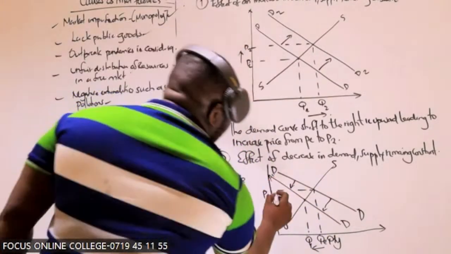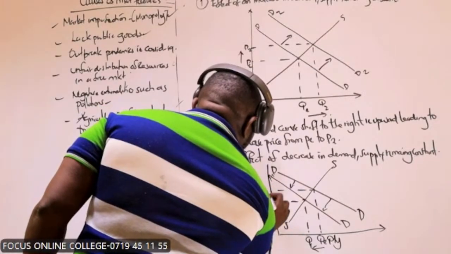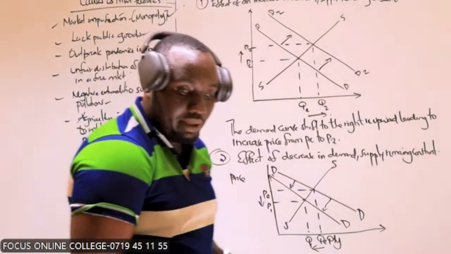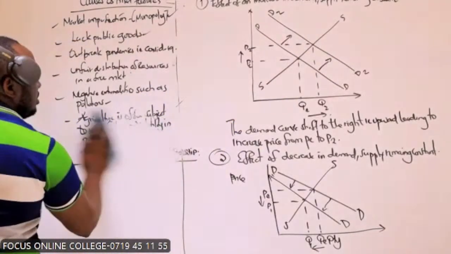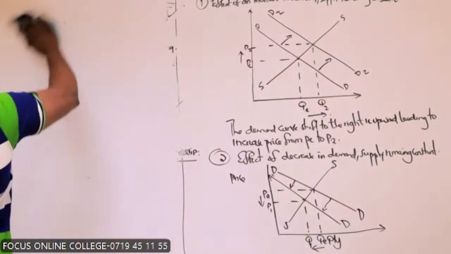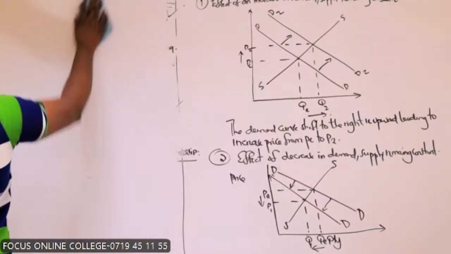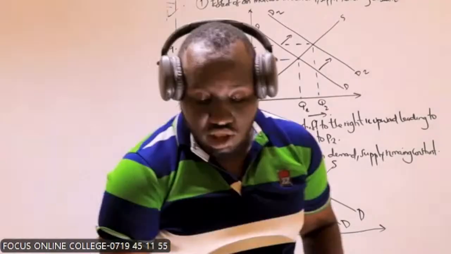What happens to the equilibrium price? Is an expatriate or a non-citizen, employees, what happens to the equilibrium price? In Kenya, the demand curve shifts to the left, but the equilibrium price reduces to P1.